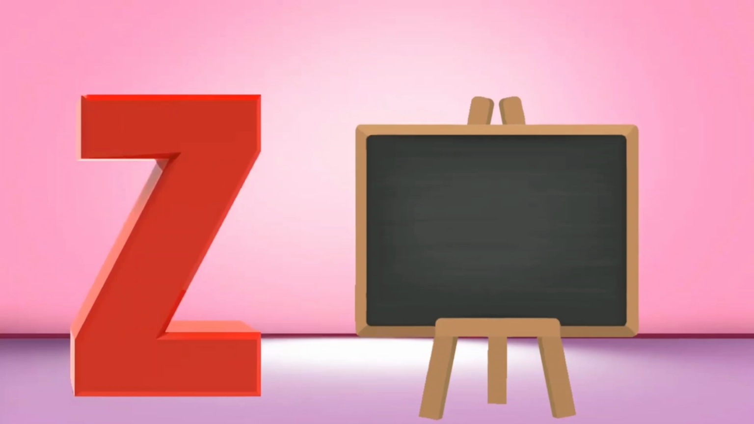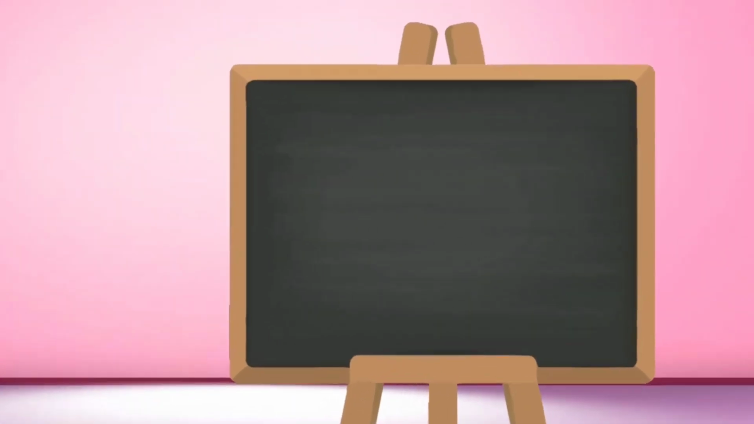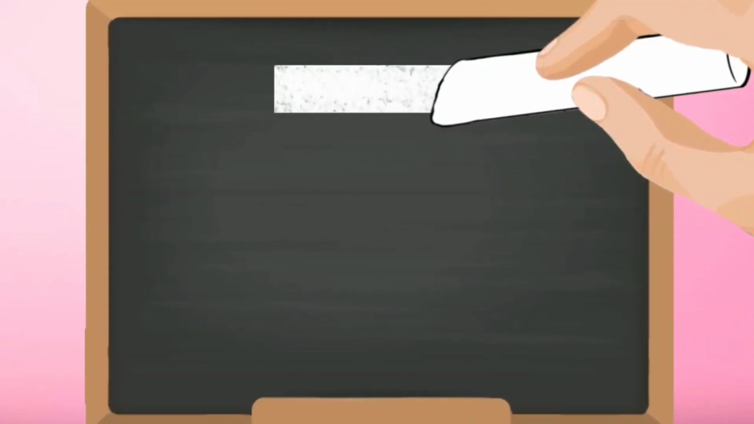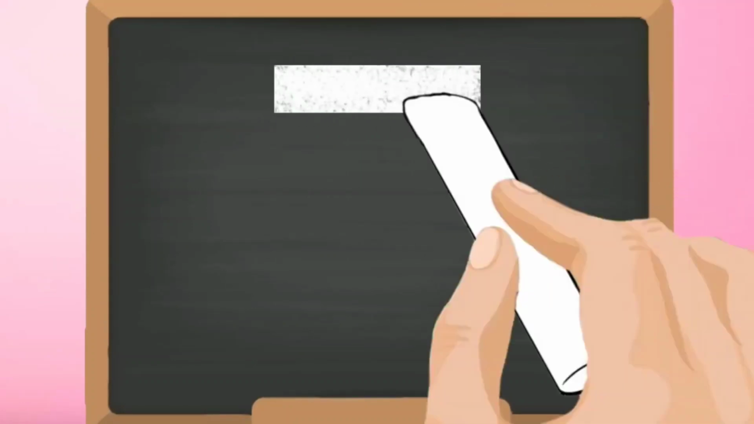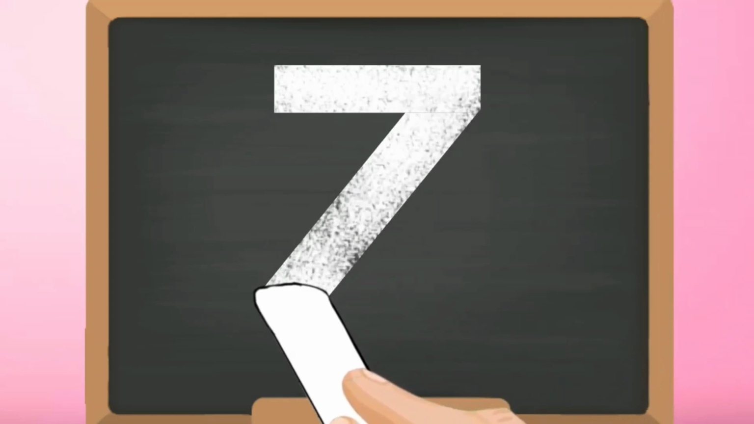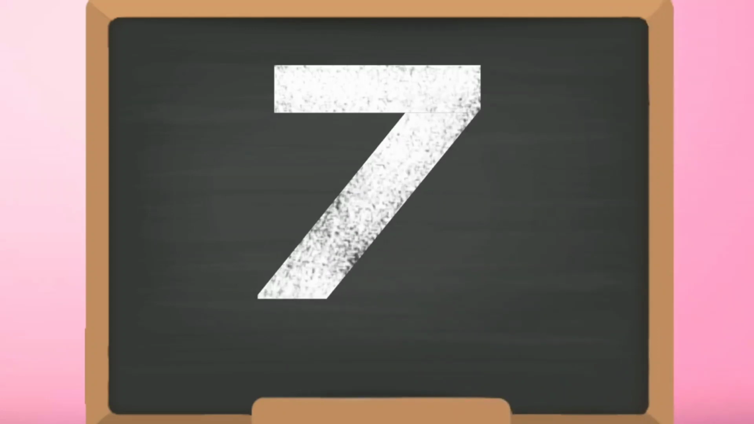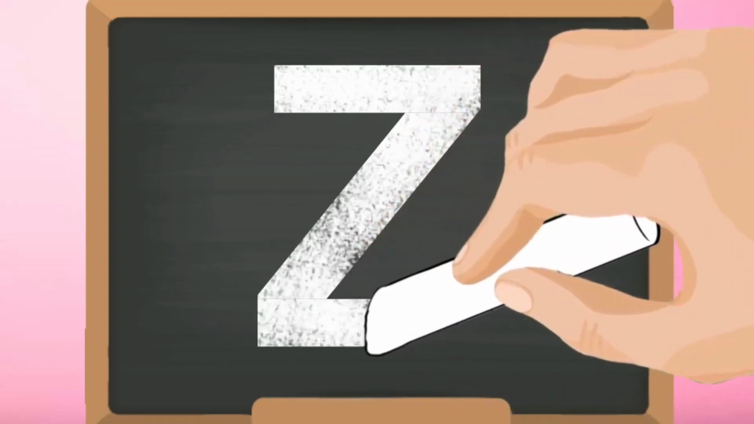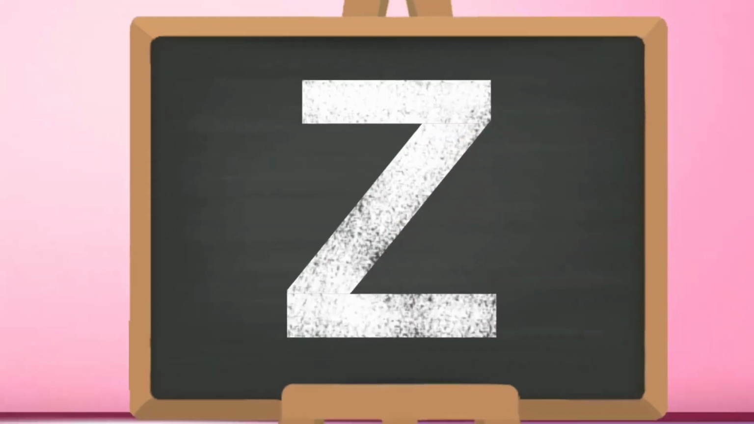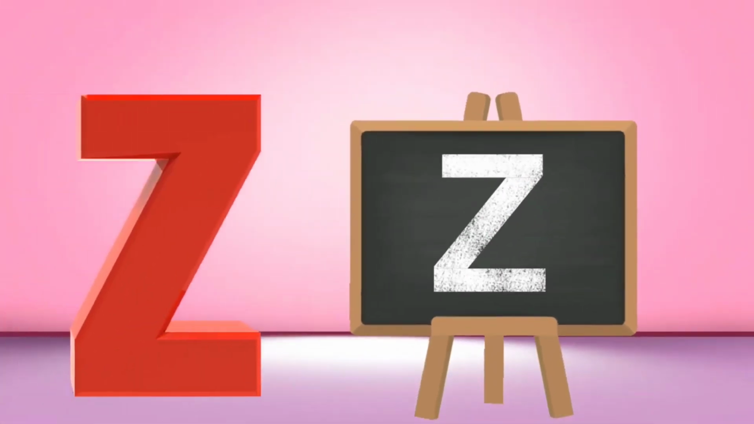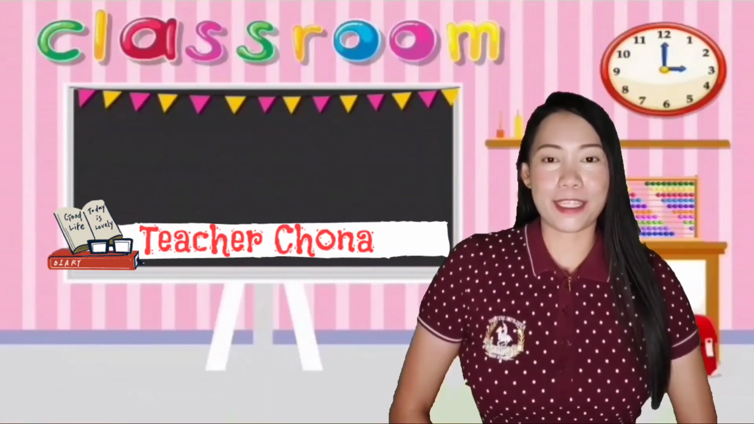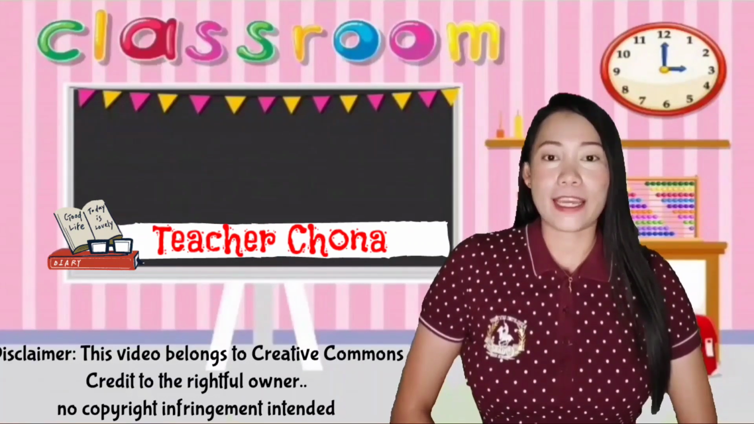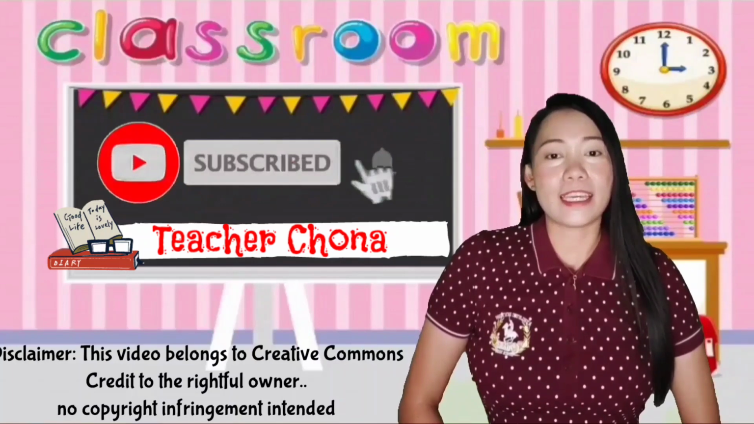Z, capital Z. Start from the top and make a sleeping line toward the right and then make a slanting line down towards the left reaching the bottom. Now again draw a sleeping line from the bottom towards the right. Capital Z.